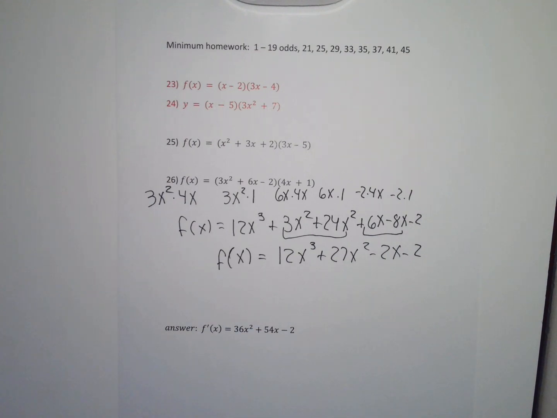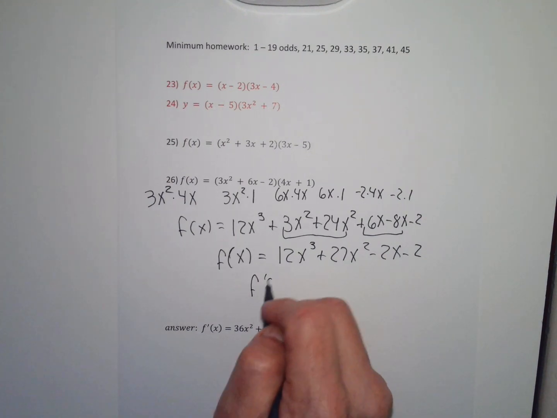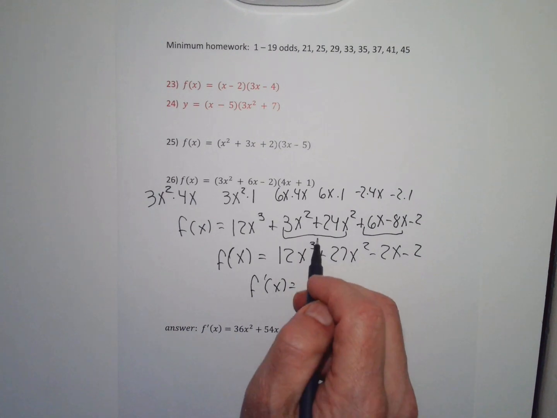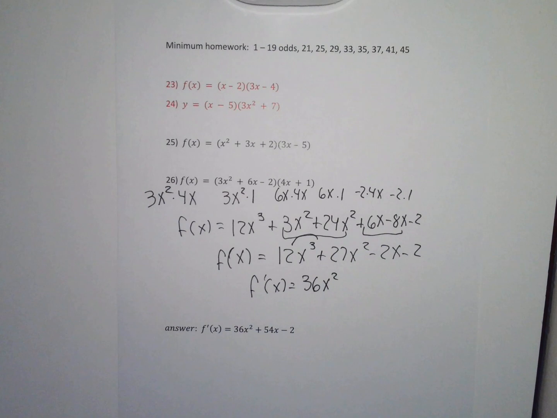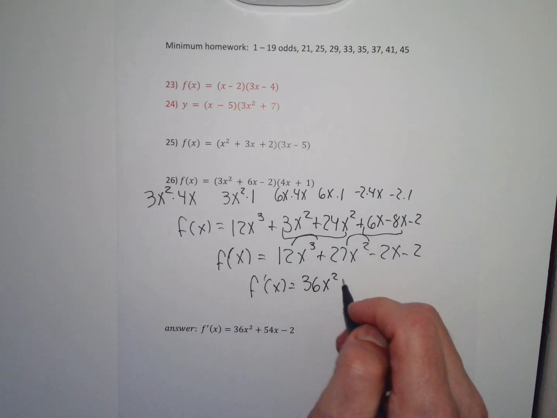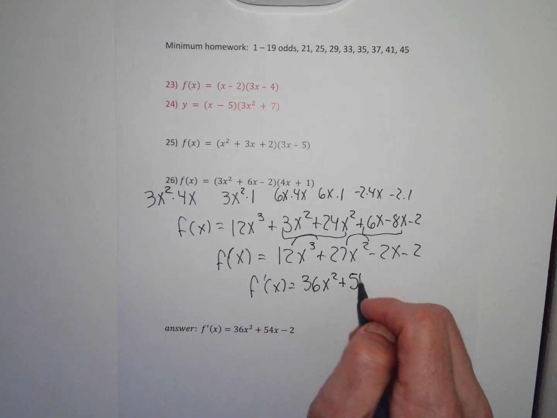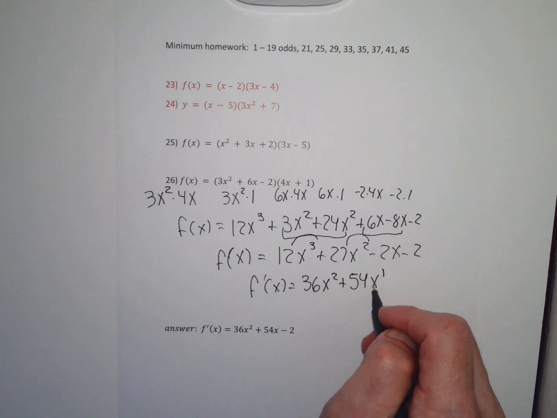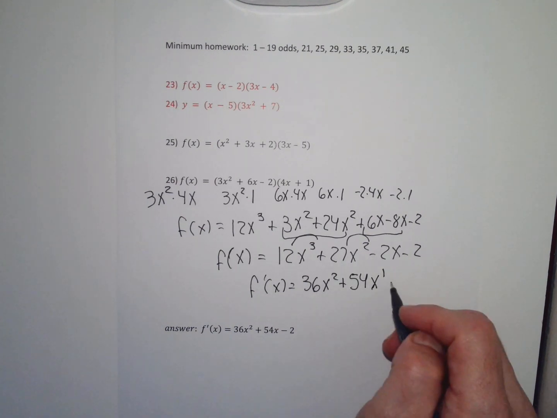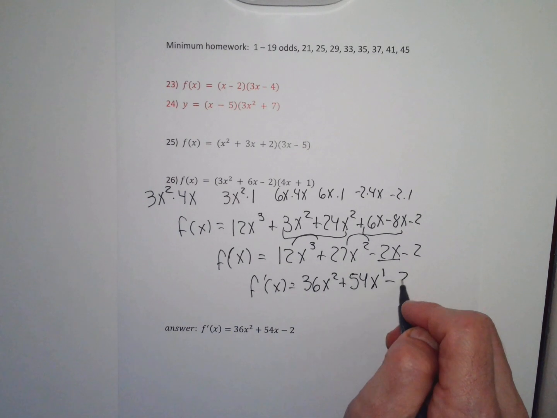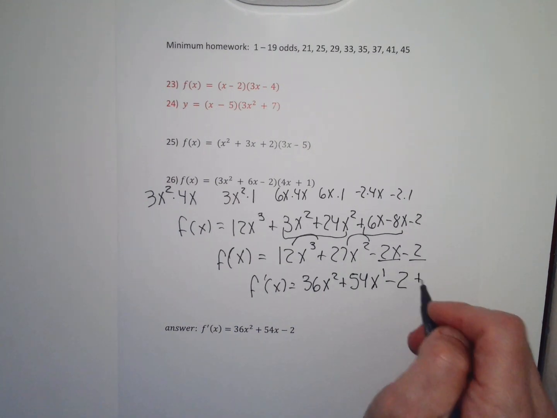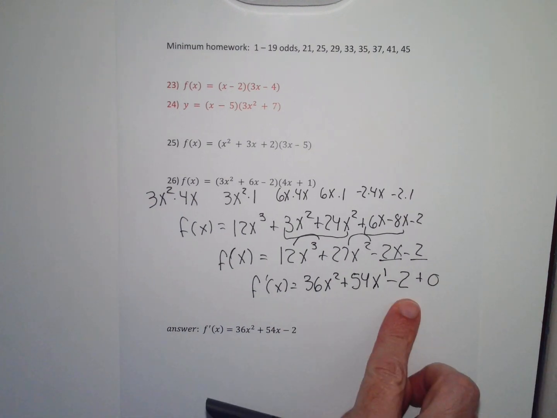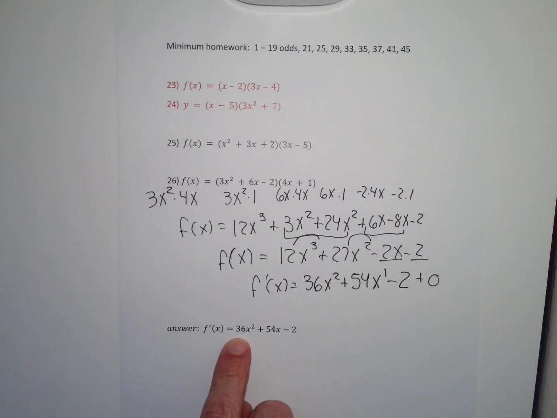Now I can take the derivative term by term. First term I go 3 times 12 and get 36. Lower the exponent by 1. Second term I go 2 times 27 is 54. Lower the exponent by 1 and get 1, which I normally wouldn't write. The third term is a first power term. The derivative of any first power term is its coefficient. Last term is a constant. The derivative of any constant is 0. So that's the derivative. It can be cleaned up to look like 36x squared plus 54x minus 2.